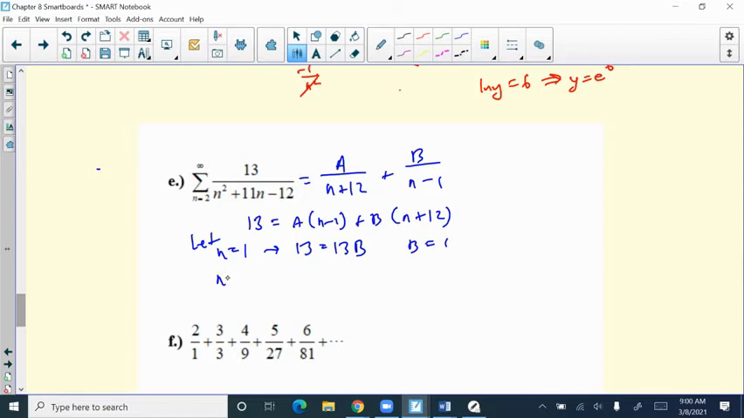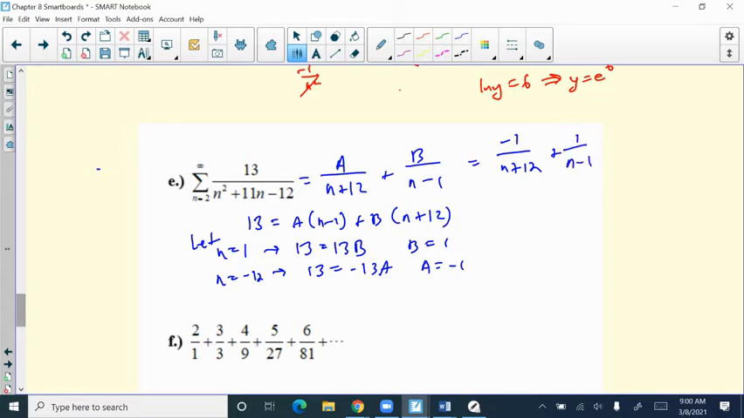And then if n is negative 12, look, that's nice as well. 13 is equal to negative 13a, which means a is negative 1. So it is nice that these are opposites of each other. They don't necessarily have to be, but it is nice that they are. And that's 1 over n minus 1.